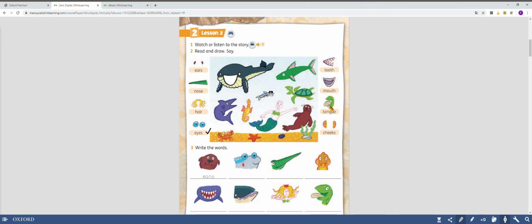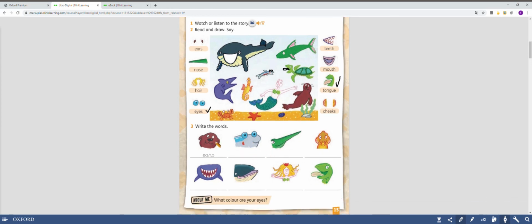Tongue. ¿Quién de todos ellos tenía tongue? Who has got tongue? Yeah, the turtle. So we have to draw the turtle a tongue here. Very good. Ticket. Luego de hacer los dibujos, vamos a escribir las palabras abajo. Y para eso vamos a ver cada uno de los dibujitos y vamos a buscar las palabras que hicimos ticket. Ejemplo, Neon. He has got eyes.